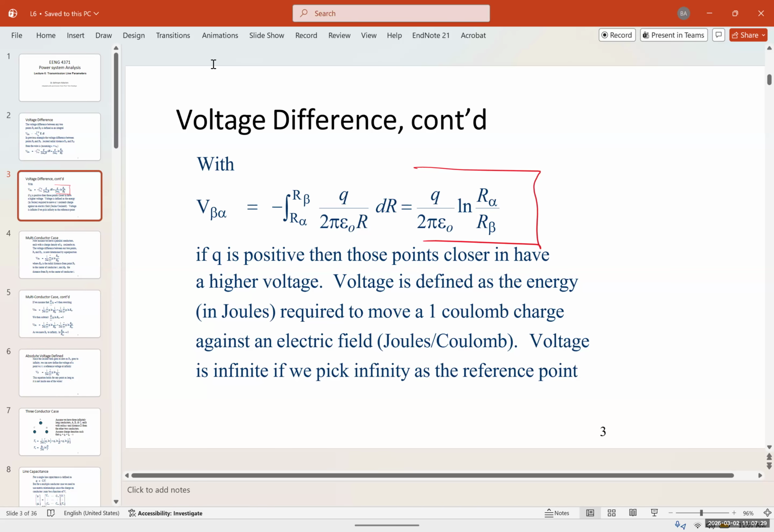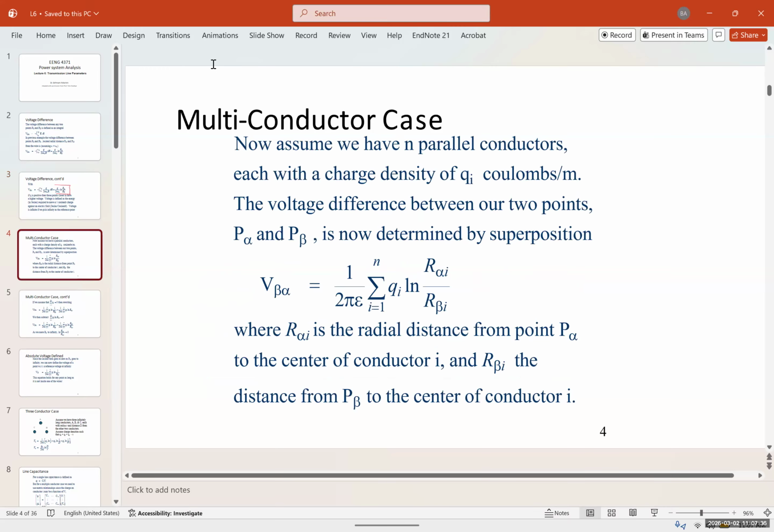Voltage is infinite if we pick infinity as the reference point. Now, we had 2 points to measure the voltage. Now assume we have n parallel conductors. Instead of having one conductor where we measure voltage, now we have n parallel conductors, each with a charge density of Qi coulombs per meter.